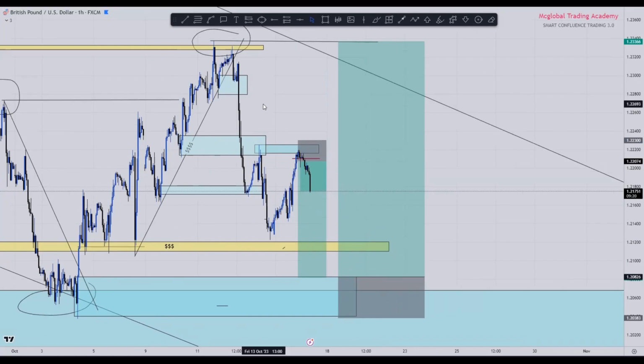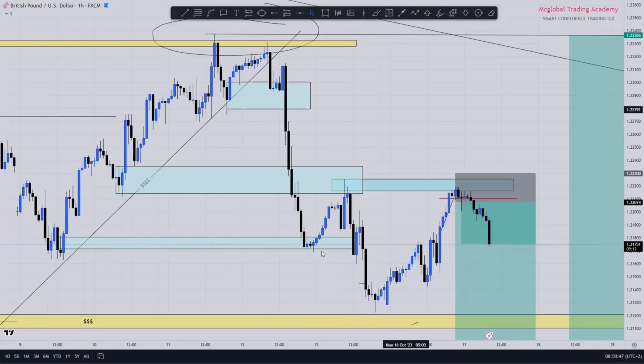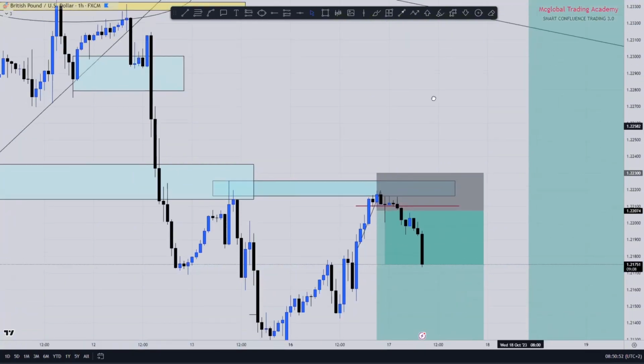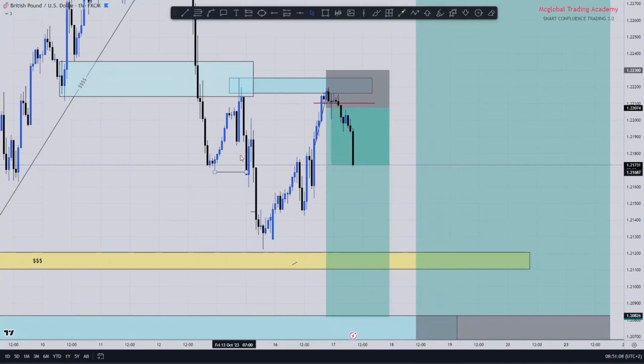Then the next point now was looking at this internal structure. When you look at it internally like this, what they simply did was they simply broke structure here to the left. The same thing that I'm showing you on a higher perspective is the same thing that is also happening on a minor internal perspective. They broke structure. After they broke structure, which is an institutional move, after this institutional move, taking out this low like this, they will not continue selling down here. They will pull back.